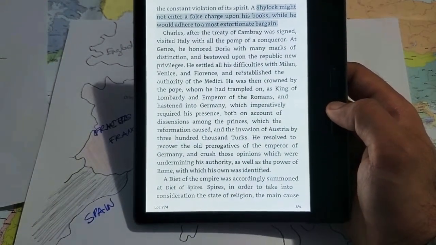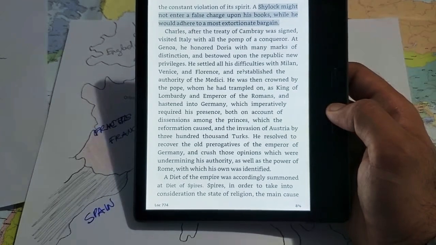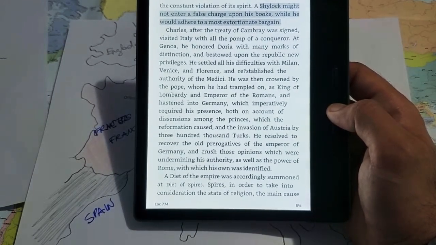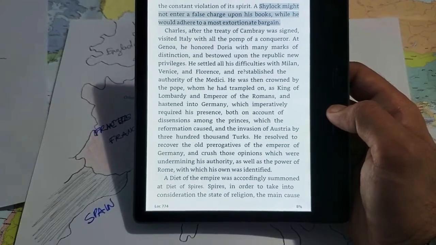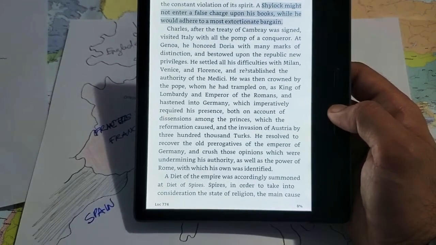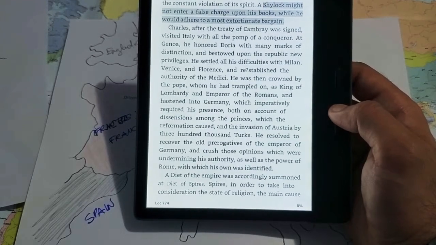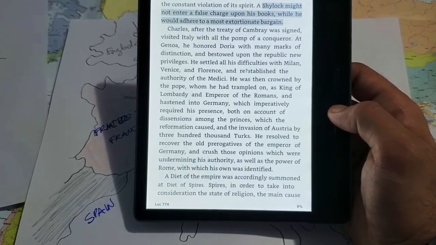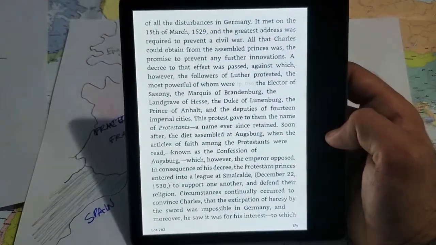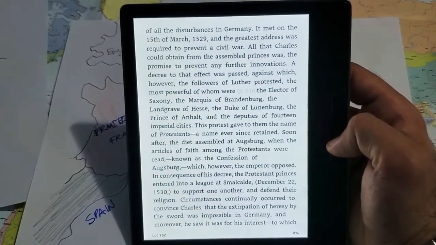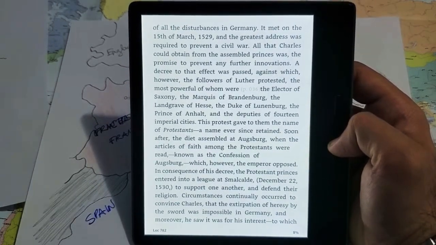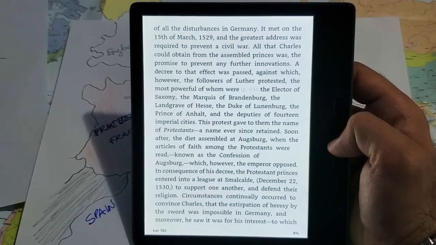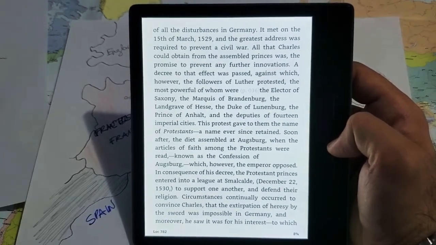He resolved to recover the old prerogatives of the Emperor of Germany and crush those opinions which were undermining his authority, as well as the power of Rome, with which his own was identified. A diet, that's a congress or a gathering of the empire, was accordingly summoned at Spires in order to take into consideration the state of religion, the main cause of all the disturbances in Germany. It met in 1529, and the greatest address was required to prevent a civil war. All that Charles could obtain from the assembled princes was the promise to prevent any future innovations.